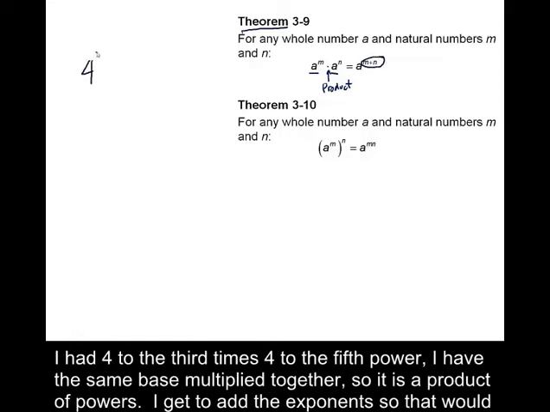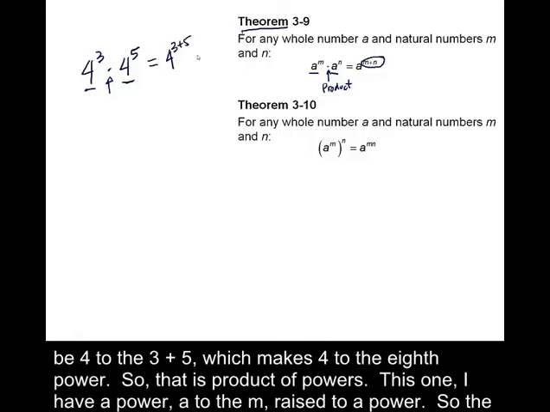So if I had 4 to the 3rd times 4 to the 5th power, I have the same base multiplied together, so that's a product of powers. I get to add the exponents, so that'd be 4 to the 3 plus 5, which makes 4 to the 8th power. So that's product of powers.